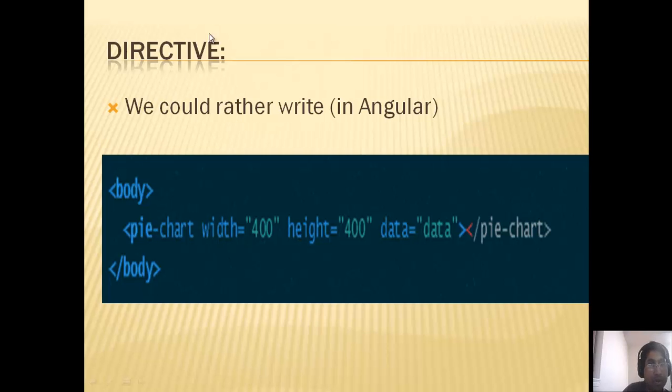it will be clear. So let's say pie chart. This is just one sort of custom directive that we can define, and we are using pie chart as an HTML tag. We can define a pie chart custom directive to draw some pie chart here based on the data here, and we are providing the width and height here.